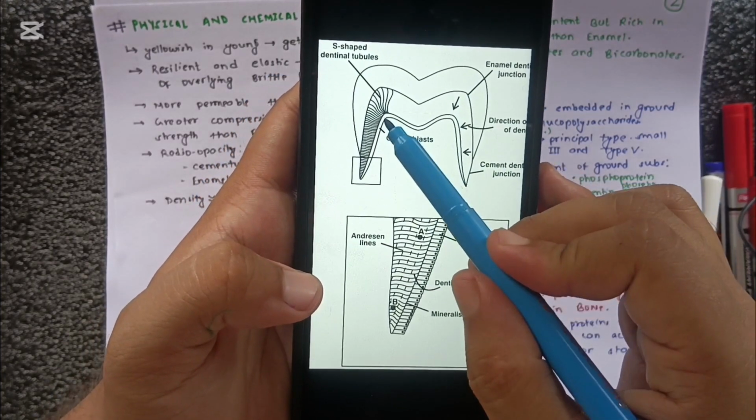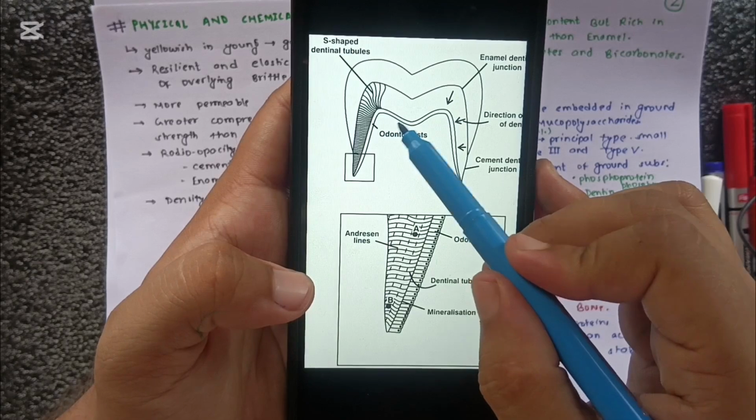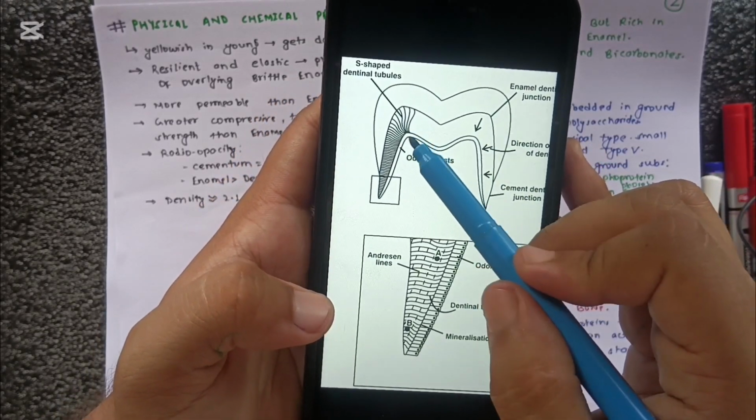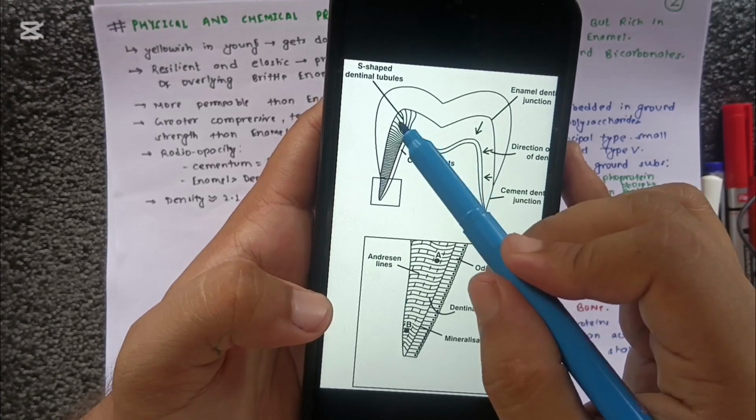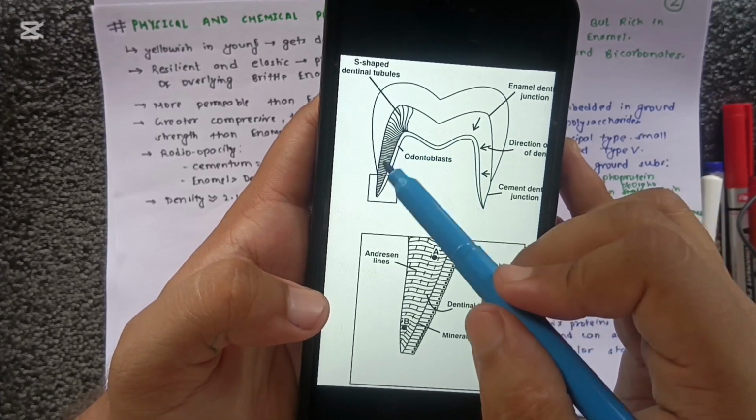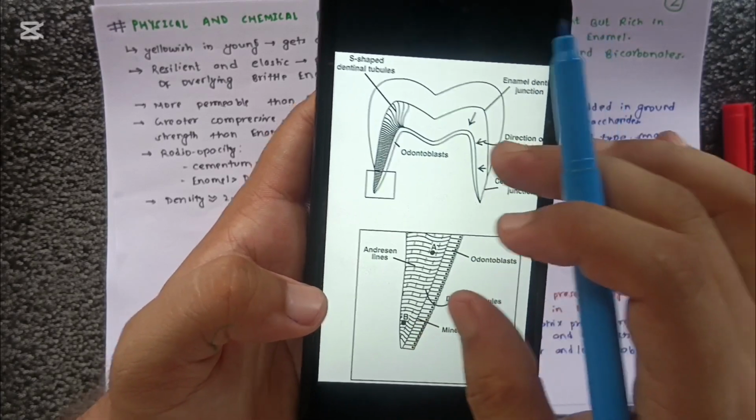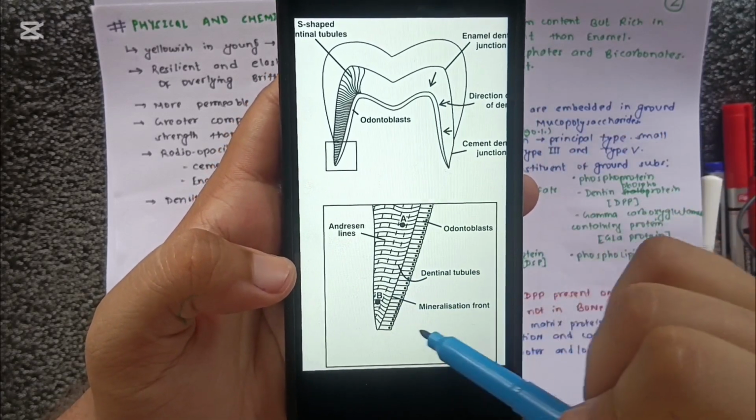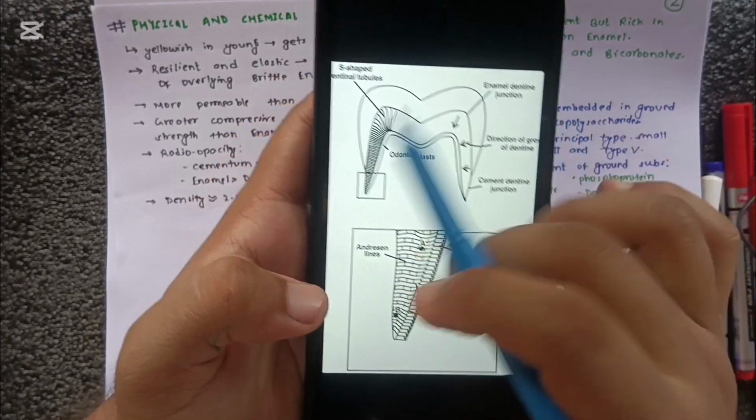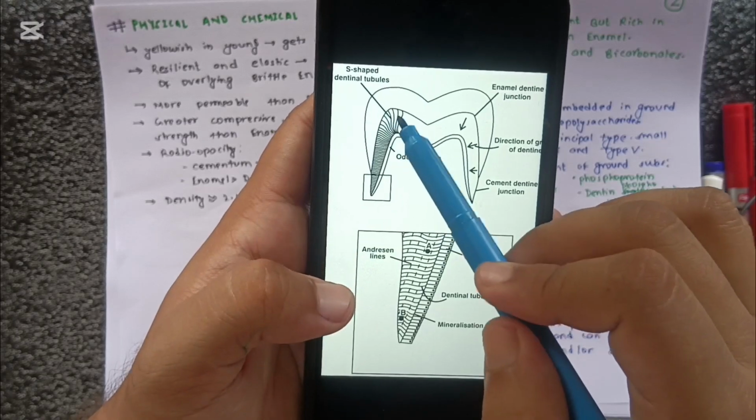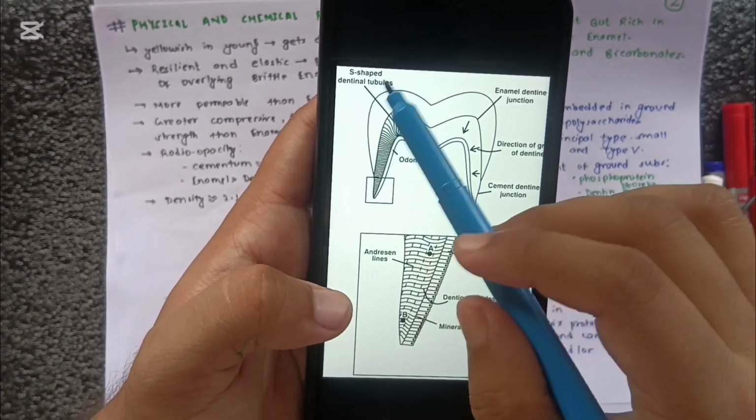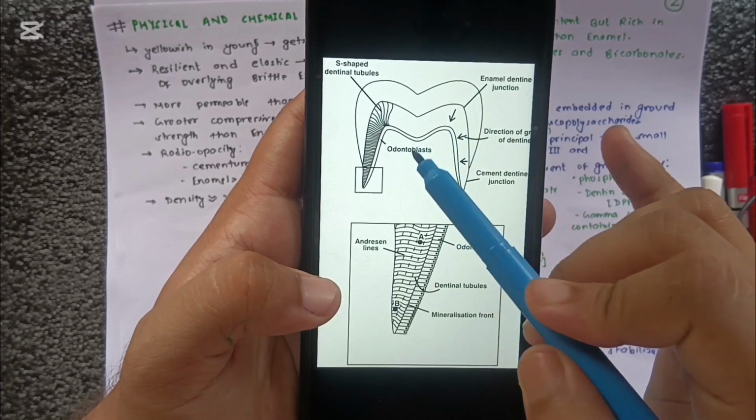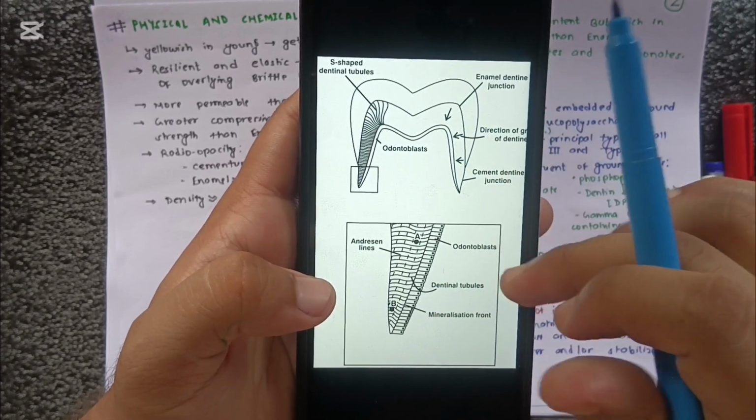And similarly, here is the odontoblast. This is the odontoblastic layer, a layer of the pulp, and the odontoblast gives the processes that run in the dentin. It is a very clear image, and you can clear your concept with this picture. This is the odontoblast, and these are the dentinal tubules. S-shaped dentinal tubules are present in the dentin. I will discuss dentinal tubules in later videos, but for now just think that odontoblastic processes run in dentinal tubules.